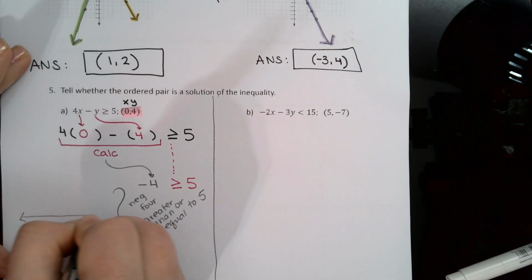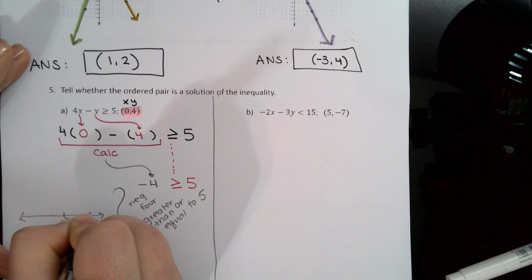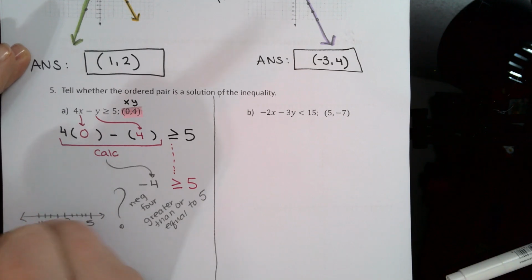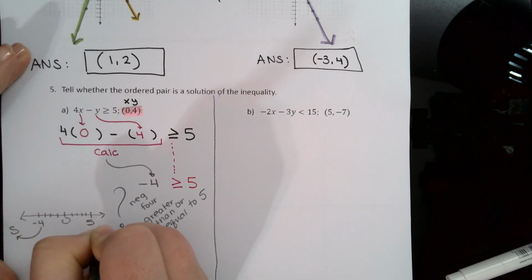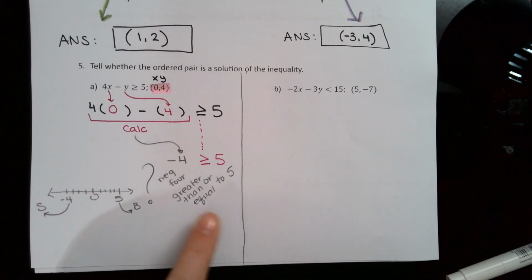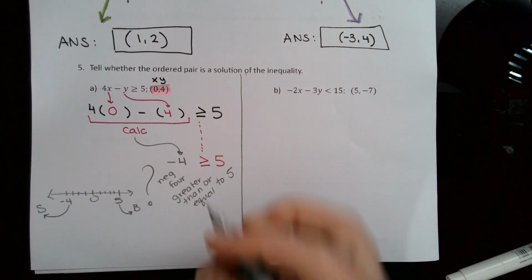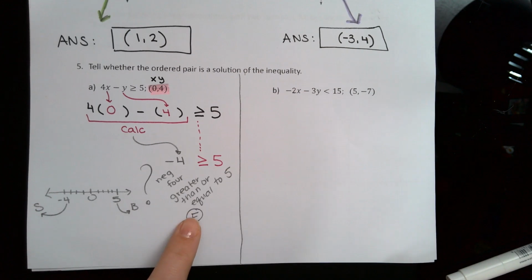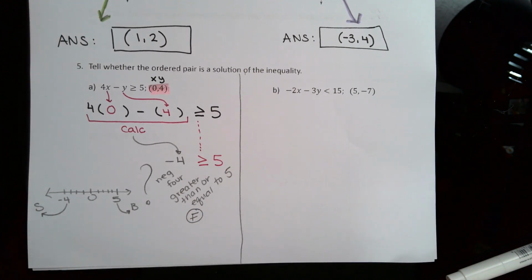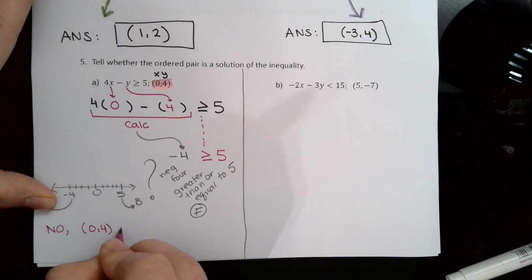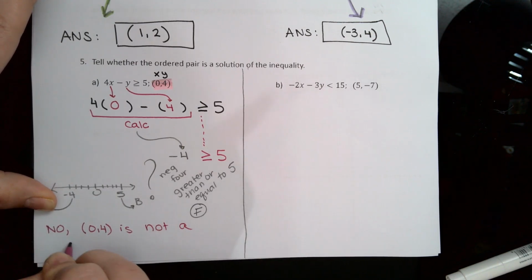You can also do this on a number line. Here is 0. Here's 5. 1, 2, 3, 4, 5. And here's negative 4. 1, 2, 3, 4. Your smaller numbers are going to be on the left. Your bigger numbers are going to be on the right. So 5 is bigger. Negative 4 is smaller. So is negative 4 bigger than or equal to 5? No, this is false. But false is not your answer, okay? This is just, is this true? Well, no, that's not true. The answer is no, (0, 4) is not a solution.